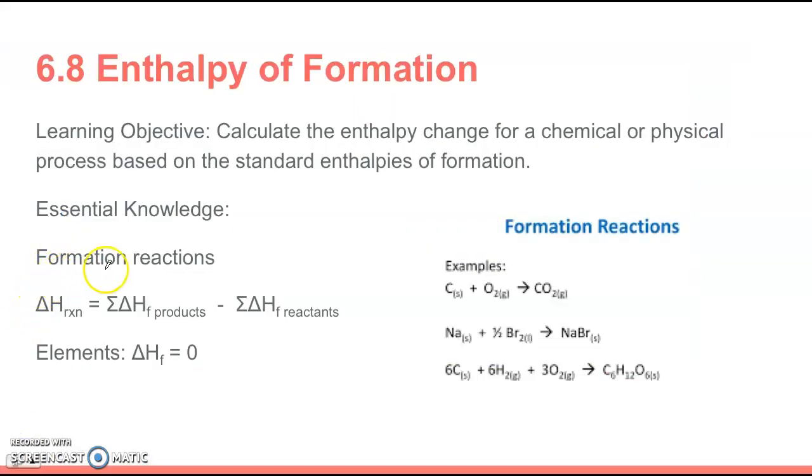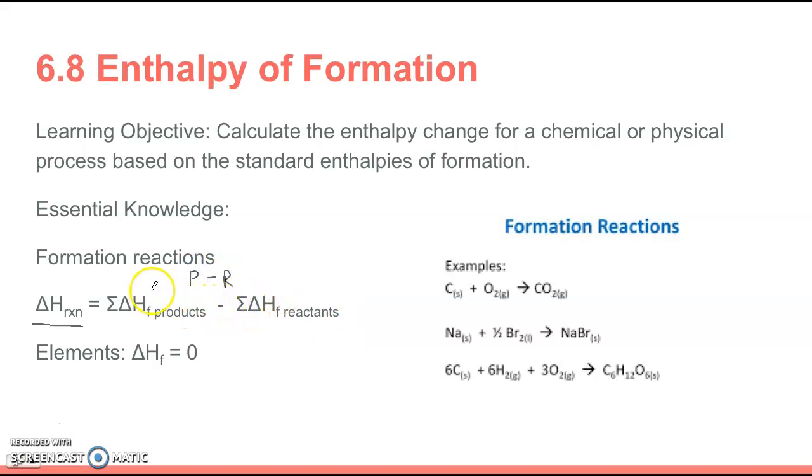And now the next part is we can use the enthalpy of formation, as in how much energy it takes to make these changes happen, to figure out the overall enthalpy change for a reaction. So this is just another way to determine the enthalpy change for a reaction. This equation is on your equation sheet, and it's the sum of the enthalpies of formation for the products minus the sum of the enthalpies of formation for the reactants. So it's products minus reactants.